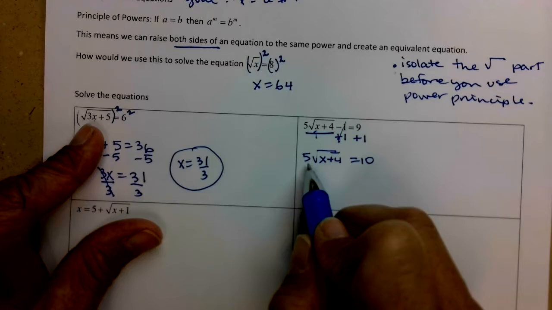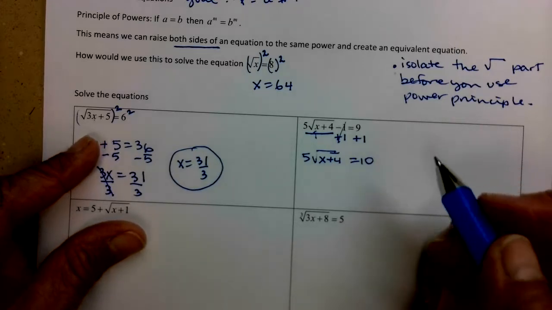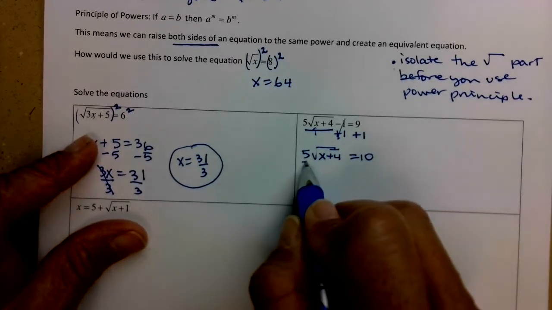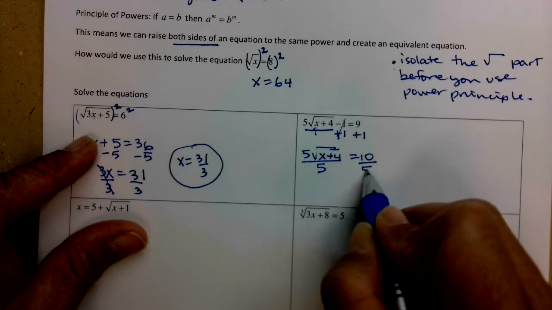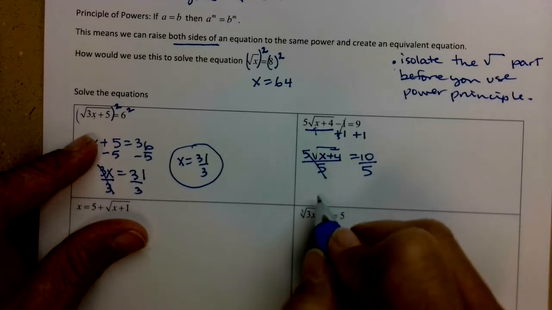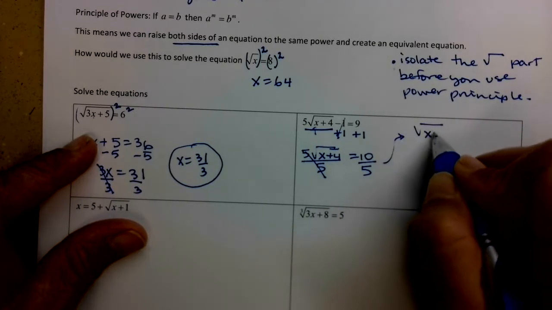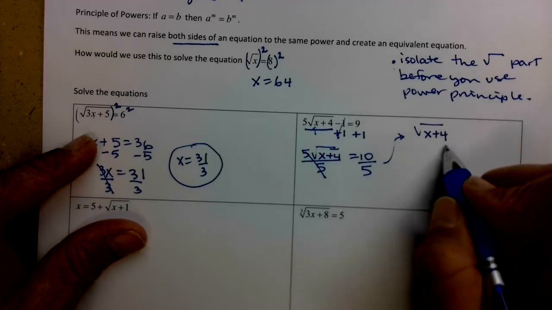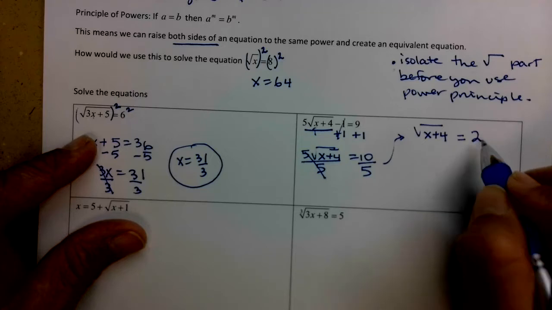So my square root part still has a 5 that's multiplying. It would be nice if that 5 were gone. It's okay if it's not, but it's a little bit nicer if it is. So I can get rid of it by dividing the left side by 5. But then we'll divide the right side by 5 to stay in balance, which leads me to, I'll pop up over here. So now I'm at the stage where I have the square root of x plus 4 equals 10 divided by 5 is 2.